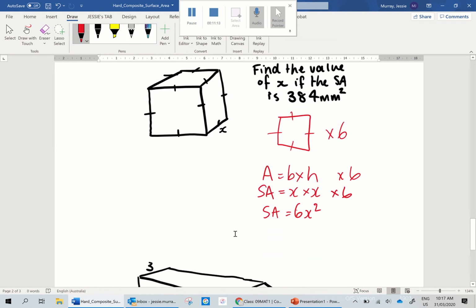Now is where I say, oh, okay, hang on. I know that 384 is equal to 6x squared. And now it's just an equation. I'm going to have 384 over 6 equals x squared. And what's my last step? Square root. Perfect. Okay, so x squared equals 64. Therefore, x equals 8.